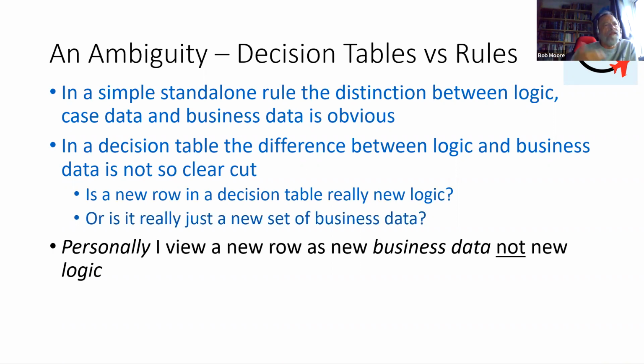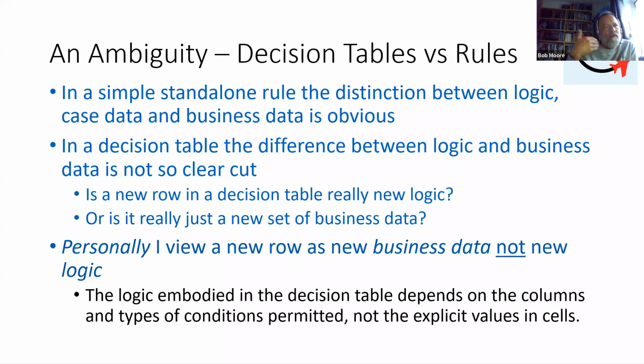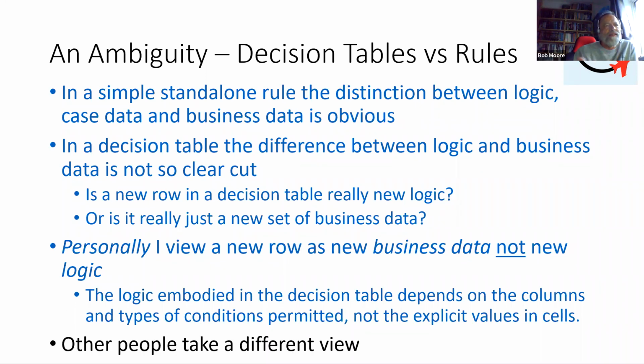So I personally tend to think, certainly initially, of a new row as being new business data, not new logic. The reasoning behind that is simply that the logic of a decision table depends on what columns you have and what types of conditions you permit to go in those columns. It doesn't really depend on the explicit values in the cells. But as I say, you can take the opposite view, and many other people would do that as their default.